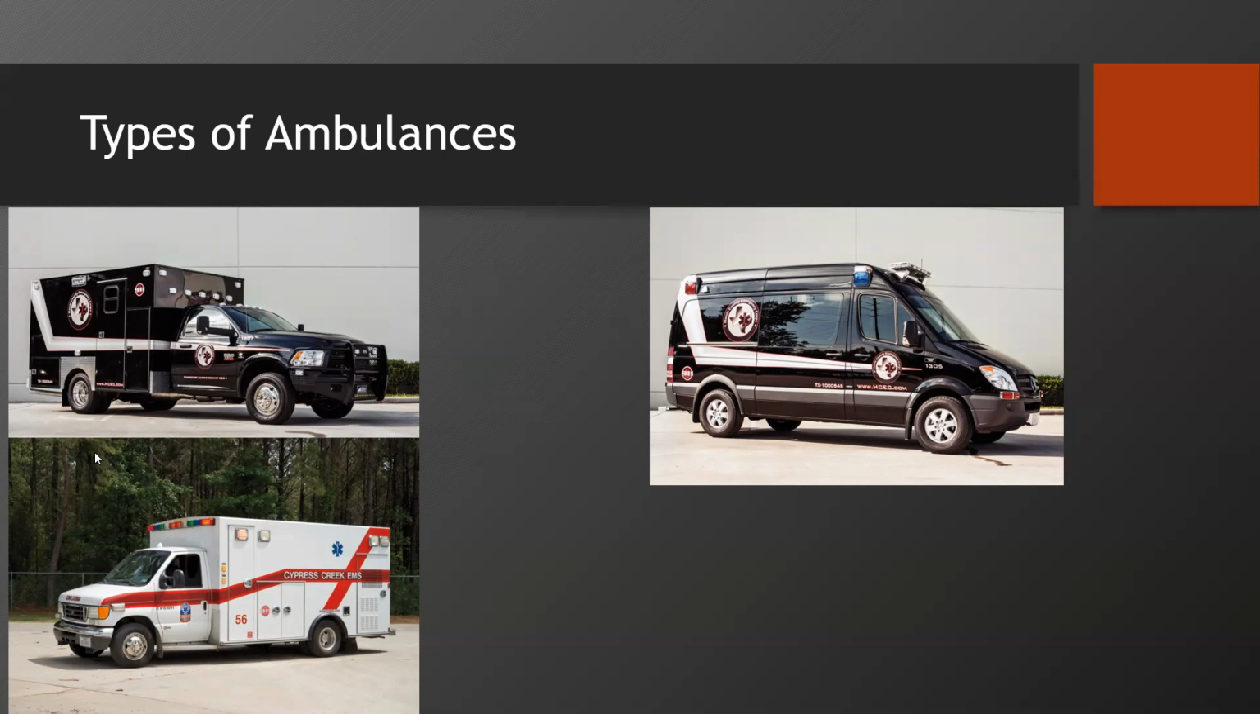And then probably the most common type of ambulance that we have in this county, at least, would be in the bottom left-hand corner. This is a type 3. Basically, it's a vehicle that was made to be an ambulance. There's a doorway or a window between the front and the back of the ambulance. And that's mostly what we have around this county.